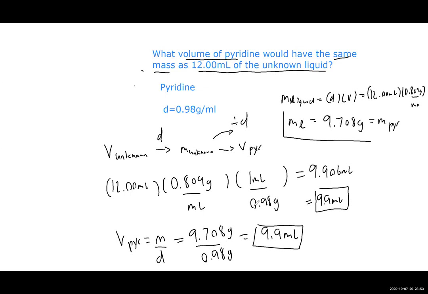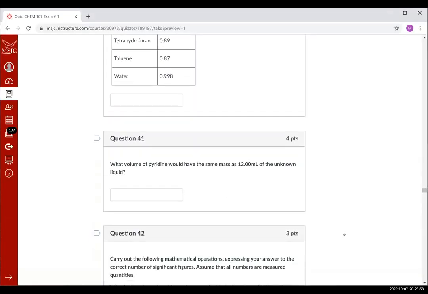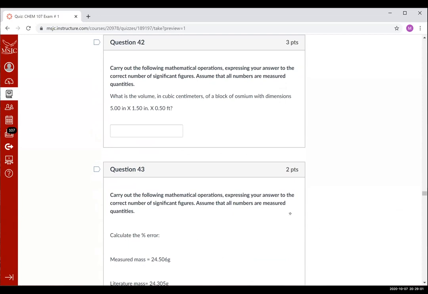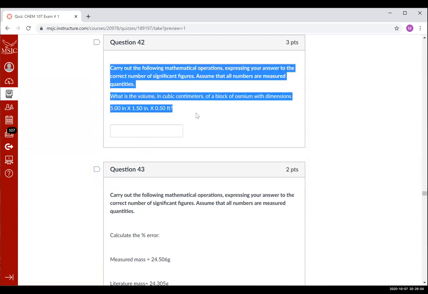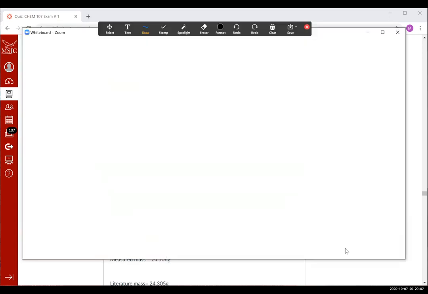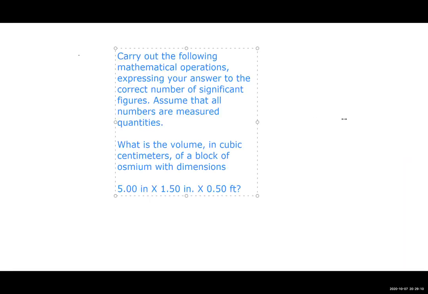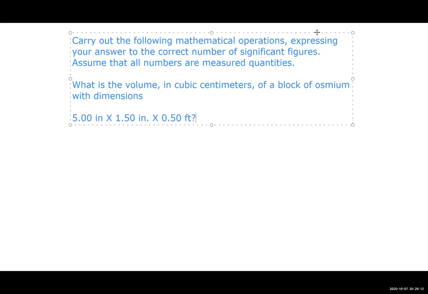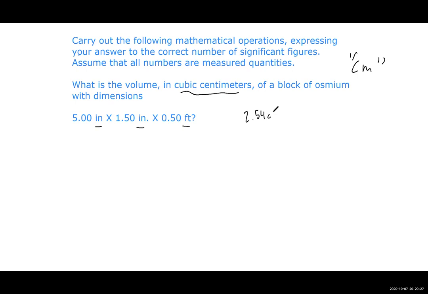Okay, so let's look at the next set of questions in this exam. This question was a little bit tricky, but nothing that we can't handle. So we're asked to carry out the following unit conversion. In this case, we want the volume in cubic centimeters. So we need centimeters. Given the dimensions of inches by feet, I know that I have 2.54 centimeters per inch, and I have 12 inches in a foot.